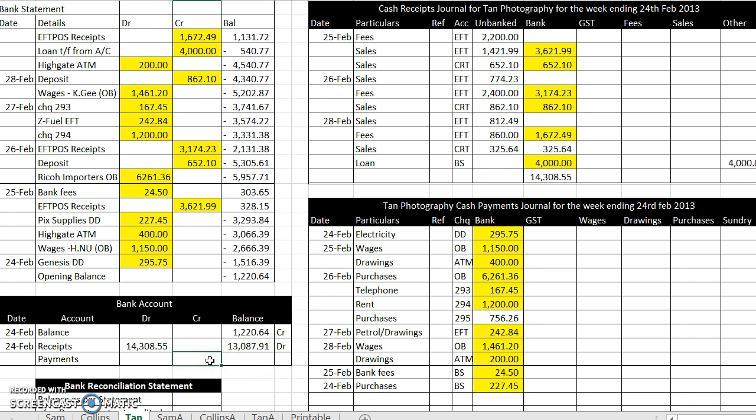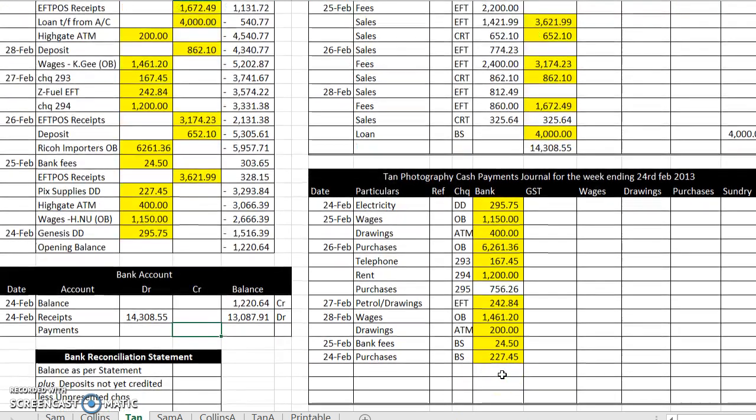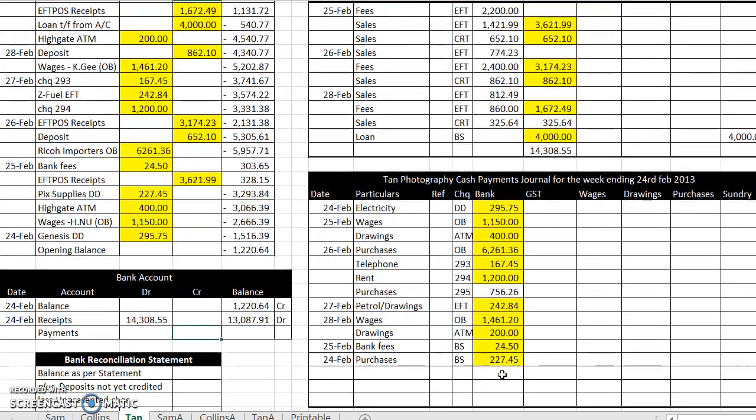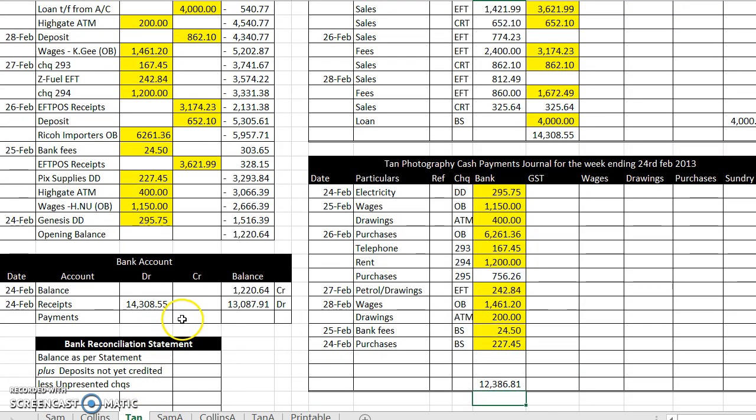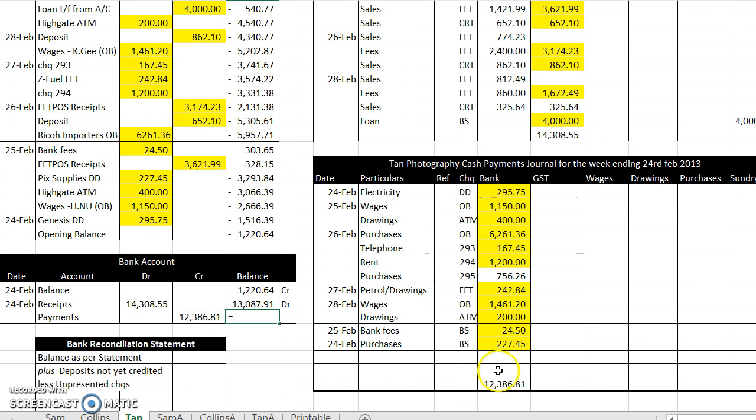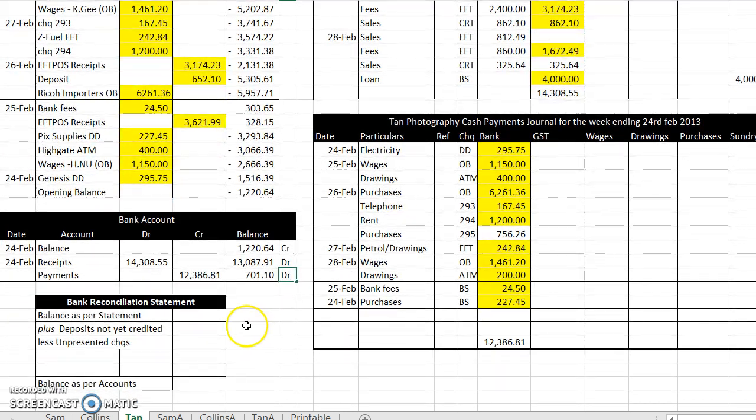The payments, we'll need to add that. So I'll just auto sum. Our payments are equal to the total of our bank column. The amount of money in our bank is what we had minus what we spent. And still we've got money in funds, so we're going to write DR there because it is a positive bank account.